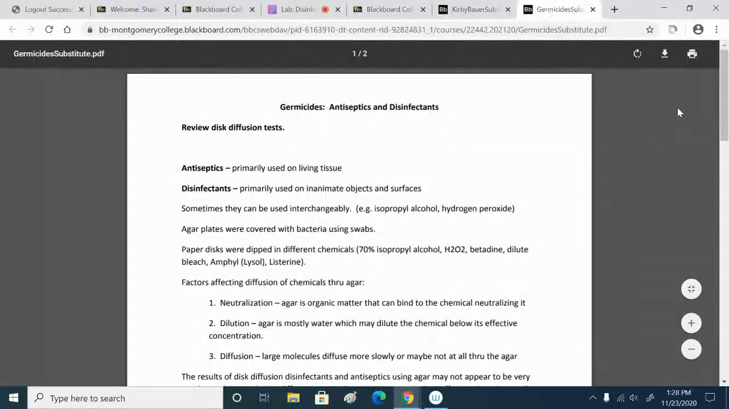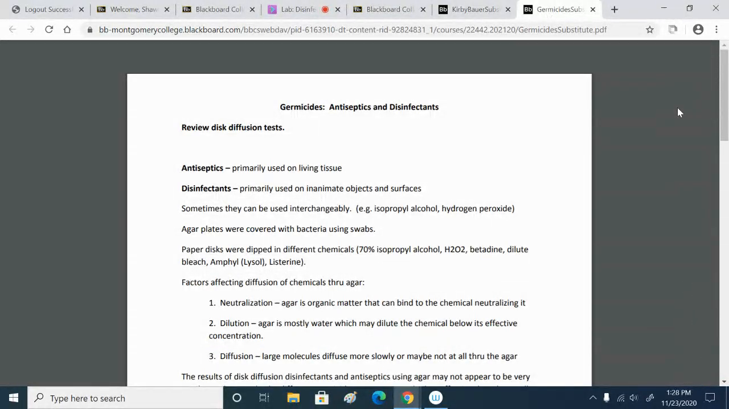So the first experiment is the germicides. And so these are chemicals that kill microorganisms, antiseptics and disinfectants. And remember, an antiseptic is a chemical agent that's used on living tissue. And disinfectants are primarily used on inanimate objects and surfaces. Sometimes they can be used interchangeably.